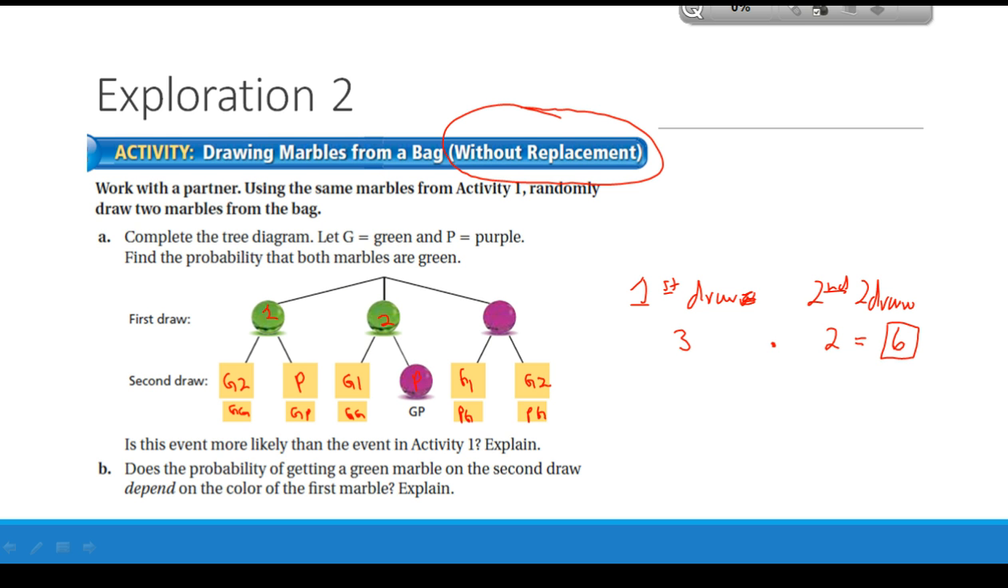Okay? So in this case, does the probability of getting a green marble on the second draw depend on the color of the first marble? And it does. So this is what we would call a dependent event.